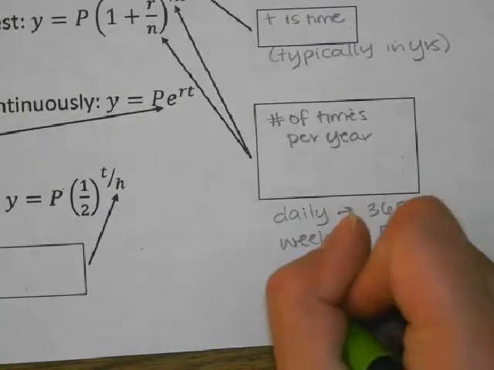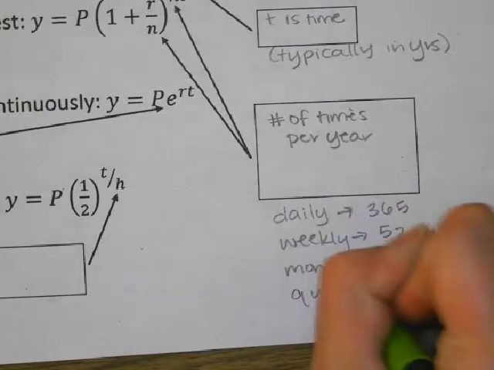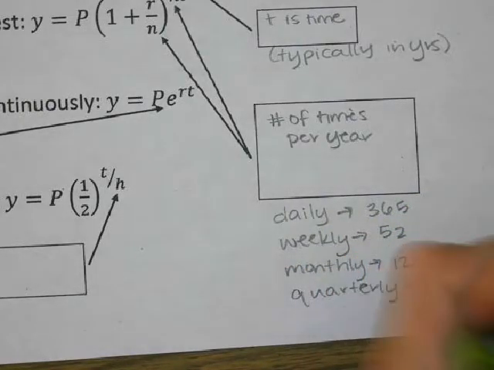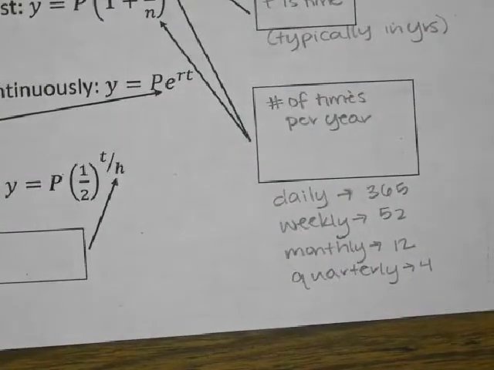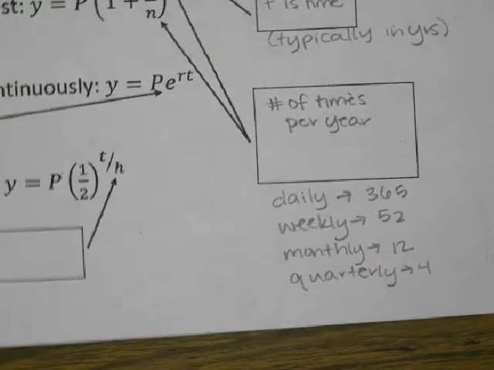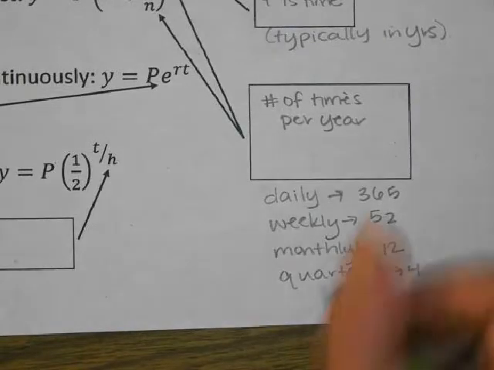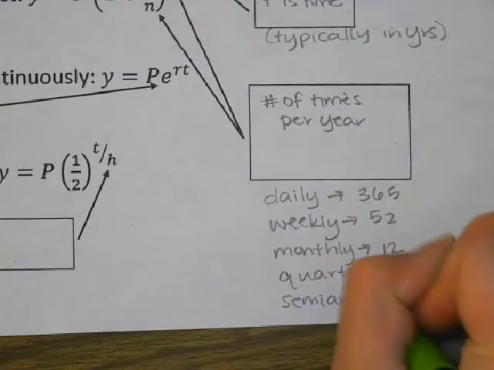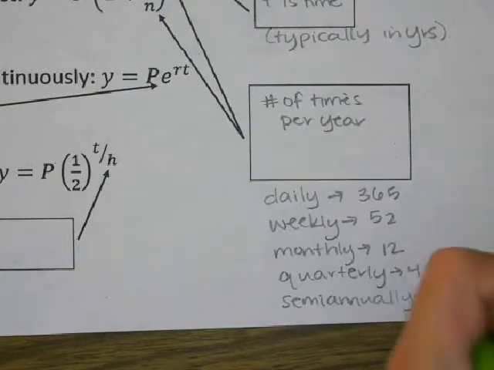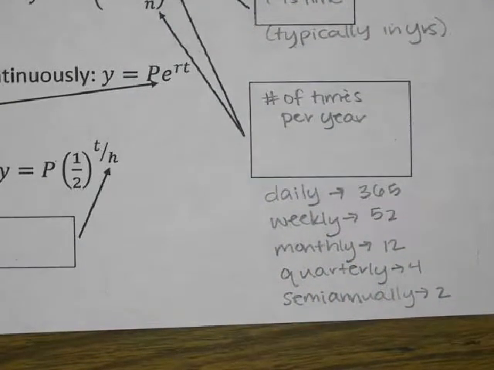Quarterly. It'd be every 3 months. A quarter is 4 times a year, right? Quarters, there's 4 in a dollar, so there's 4 quarters in a year. Anyone know what semi-annually is? It's 2, twice a year. What about annually? Once. Okay.